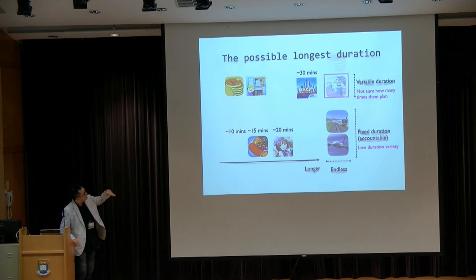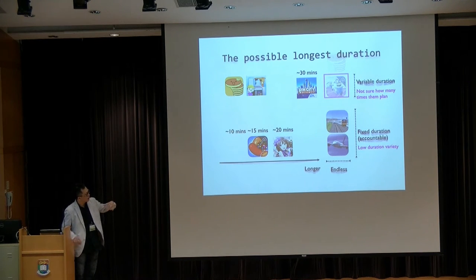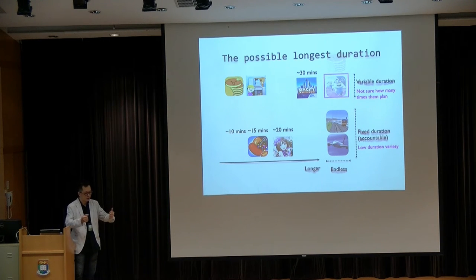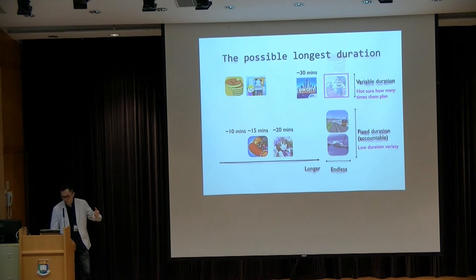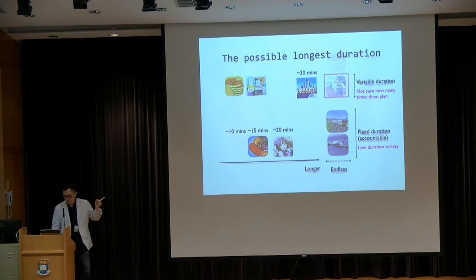And some games have variable duration. For example, we cannot be sure how many times they play the game. And some games have a big duration for each round. For example, this type of game, when you are driving an airplane, you must spend about 1 minute to play each round.